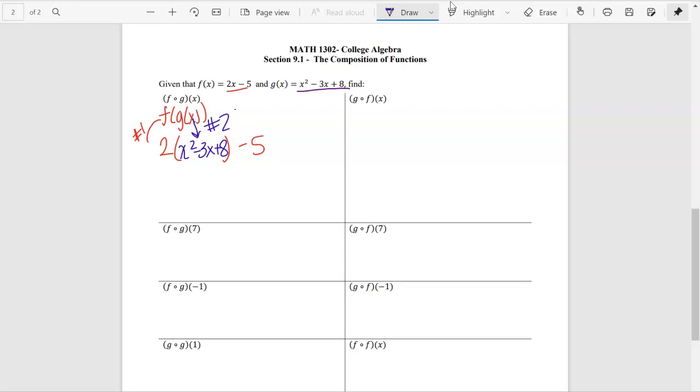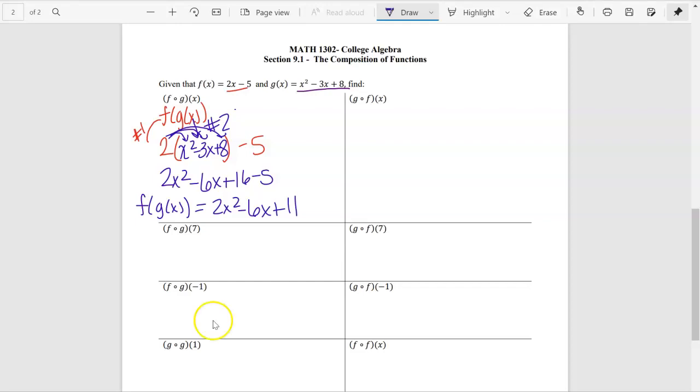If I'm going to finish this problem out, I'm going to go ahead and distribute that 2 to each one of these things. I'm going to simplify it. So I would get 2x squared minus 6x plus 16 minus 5. And then my final answer, f of g of x, would be 2x squared minus 6x, 16 minus 5 is plus 11.